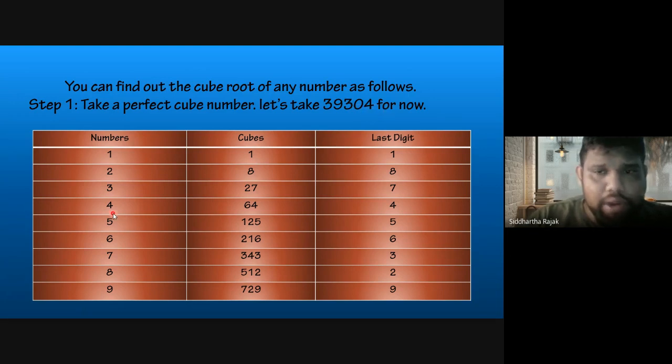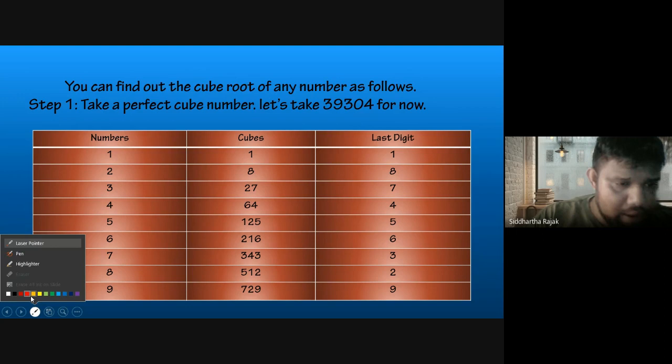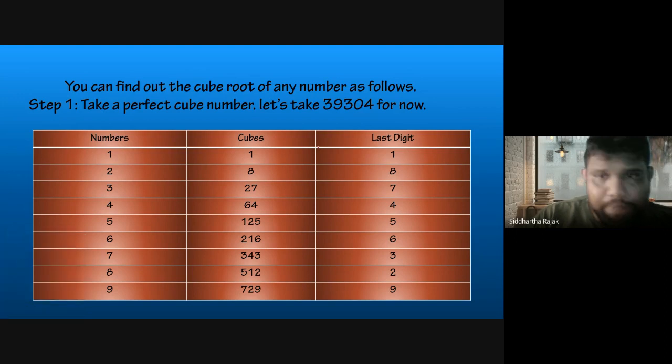Now, no number will give the last digit 4 unless the number is 4. So 4 cube is 64, right? So this last digit is 4, and you can be very sure that the last digit of this cube root will also be 4. So now after you do this, let me use this pen here. After you do this, you can just cross out all these 3 digits. You do not need these 3 digits now.